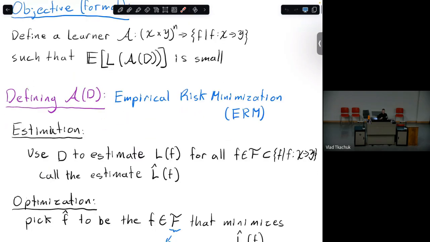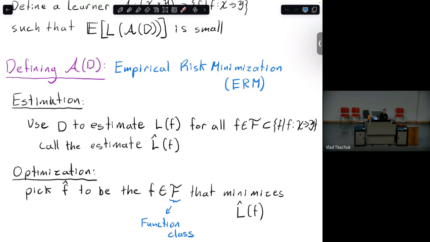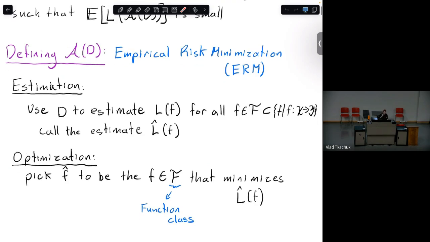Okay, and we had an algorithm to do this, which was empirical risk minimization. This was just the definition of our learner. We had multiple ways to implement this using closed form solutions and so on. This thing had two steps. We're trying to minimize L of f, trying to find the f that minimizes this. But we don't know what L of f is, this expected loss. So what we do is we have an estimate of it, and then we minimize that estimate.